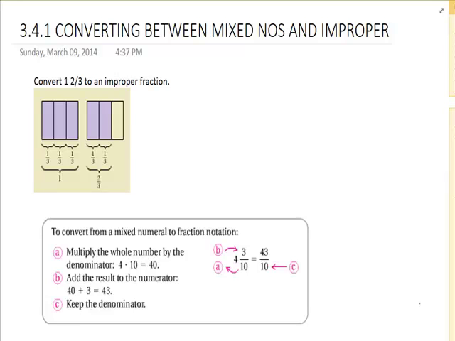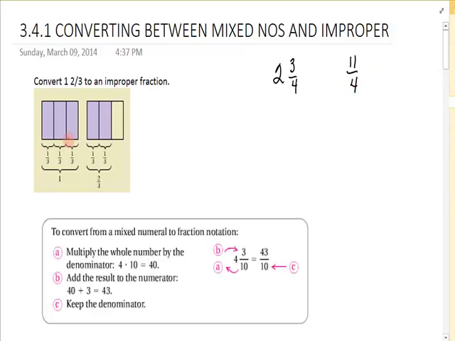In this lesson, we're going to talk about converting between mixed numbers, which are numbers like 2 and 3/4, which has a whole value and a fraction, and an improper fraction, which would be like 11/4. Those actually represent the same quantity, but they're two different ways. This one is mixed, and this one is called an improper fraction, meaning it's bigger on top than on bottom.